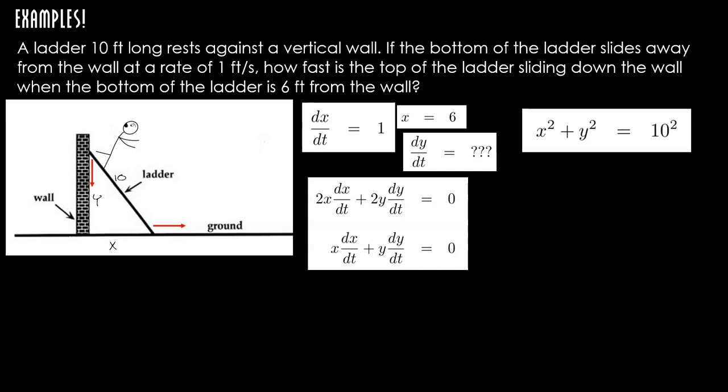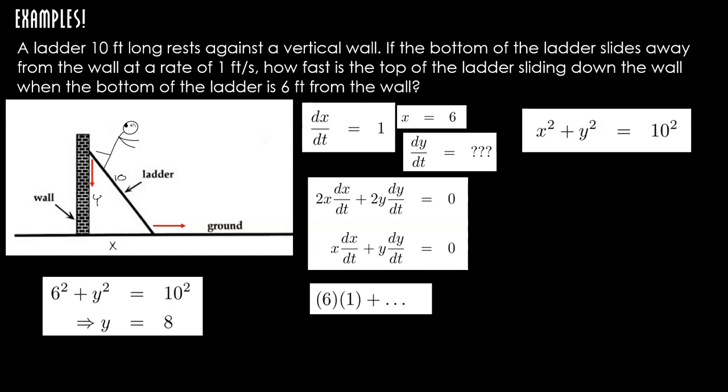I have 2x dx/dt + 2y dy/dt = 0 because the ladder is not changing. I'm going to divide by 2 to make my life easier. And then let's plug in what... oh, wait a minute. I know x, I know dx/dt. I know I'm looking for dy/dt, but I don't know what y is. So I need to go off to the side and figure that out.